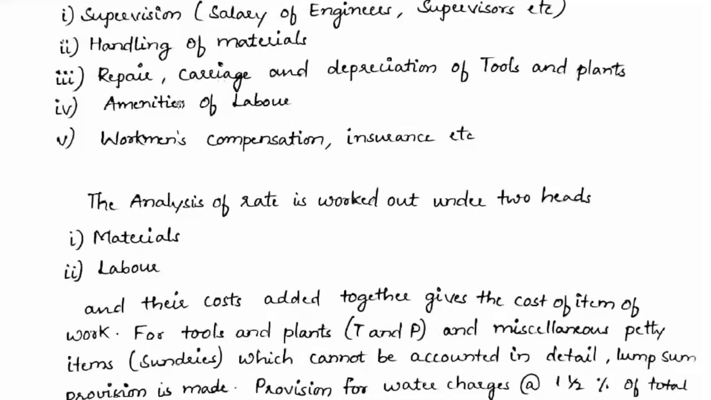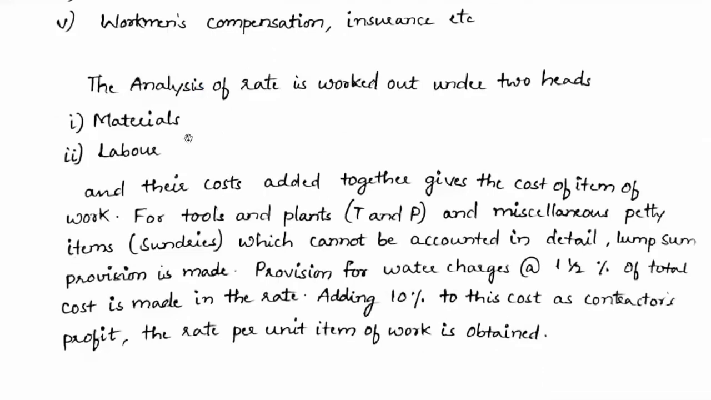For this we are going to add extra. Right? So I told you that I had already covered this. The rate analysis is divided into two heads, that is, material rates and labor rates. Material rates we are going to calculate, labor rates we are going to calculate, and we are going to add them up. The next is for tools and plants and for miscellaneous items, we are going to add a certain lump sum amount.